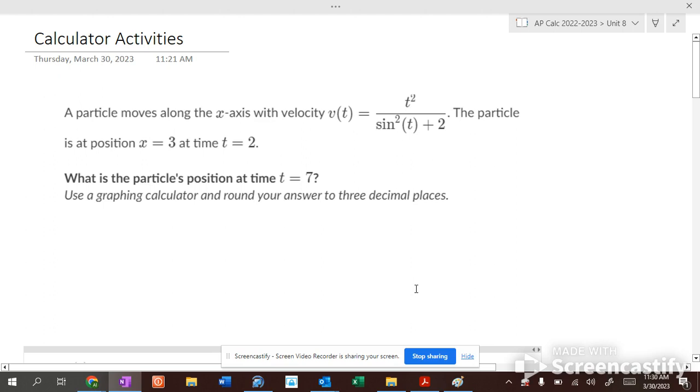So, when a particle moves along the x-axis with a velocity of t squared over sine squared t plus 2, the particle's at position x at time equals 2. What's the particle's position at time equals 7? And you go, what you talking about, Willis? Well, this is what the questions on the AP test look like. They go like this. And it's like, okay.